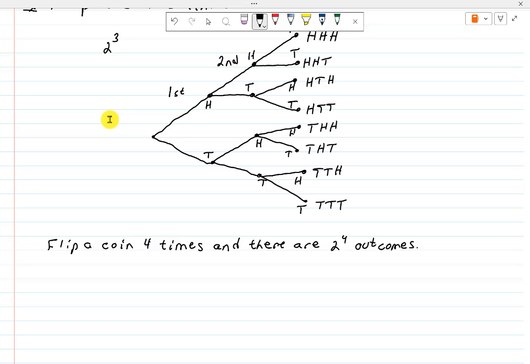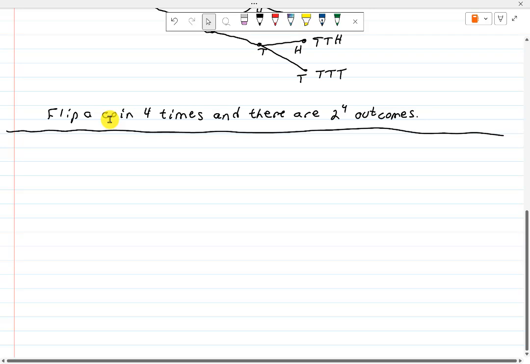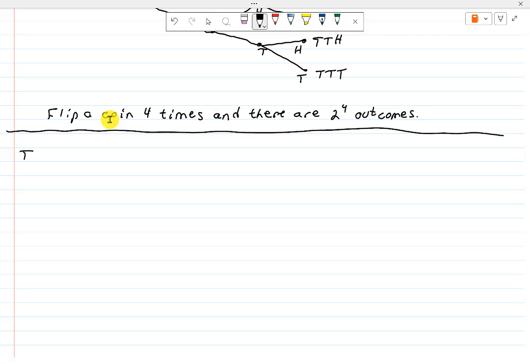Let me go to another idea. Toss 2 dice. So let me start with first tossing 1 die. What are our outcomes? Let's see, we have 1, 2, 3, 4, 5, or 6.